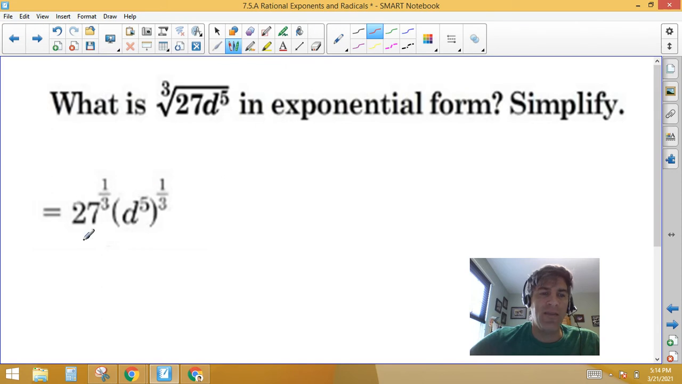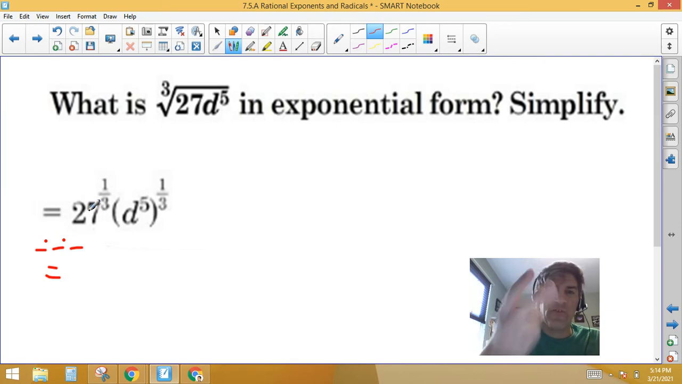Can I do anything to 27 to the 1/3? Meaning, are there 3 numbers that multiply together to give me 27 that are the same? Well, let's start with 1. 1 times 1 times 1. No. 2 times 2 times 2. Well, we already said that was 8 earlier. 3 times 3 times 3. Well, 3 times 3 is 9. Yeah. So this 27 to the 1/3 becomes 3.